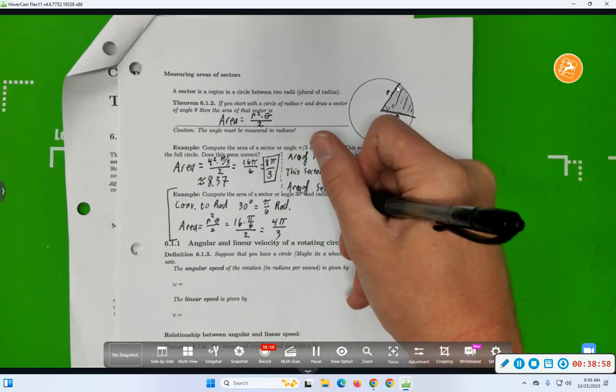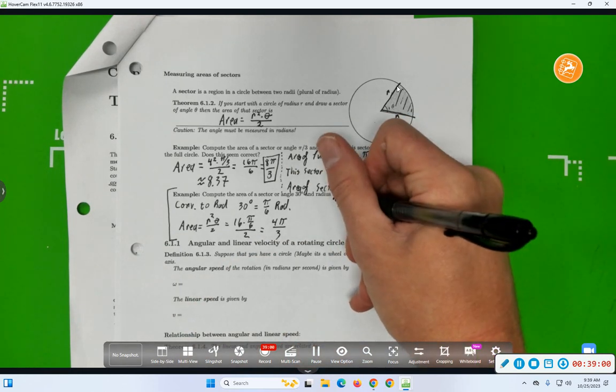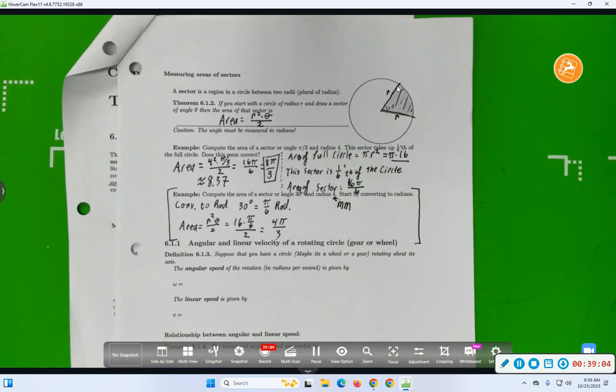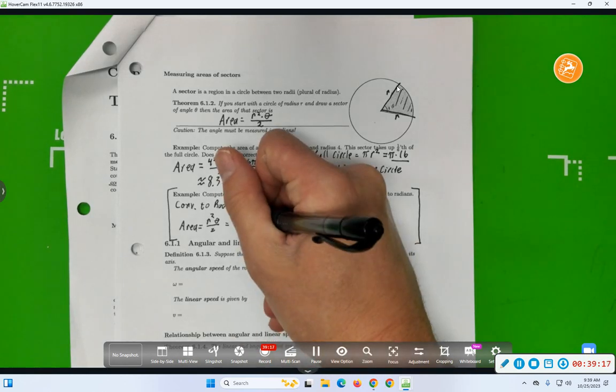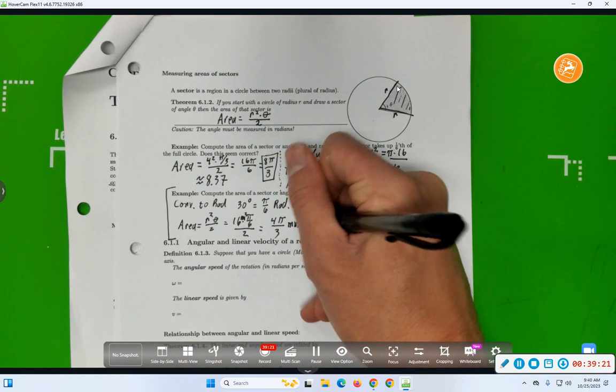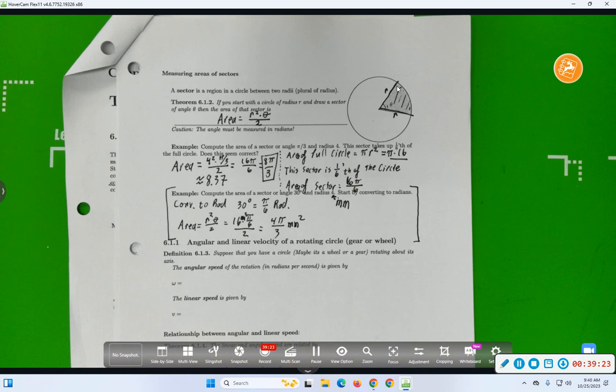And you know what? Just for the sake of adding this in, let's suppose that I gave you that the units in that radius were millimeters. How would that change the answer? All right, so this 16 would have a millimeter squared next to it now. So it'd be 4 pi over 3 millimeters squared. Cool. Neato.